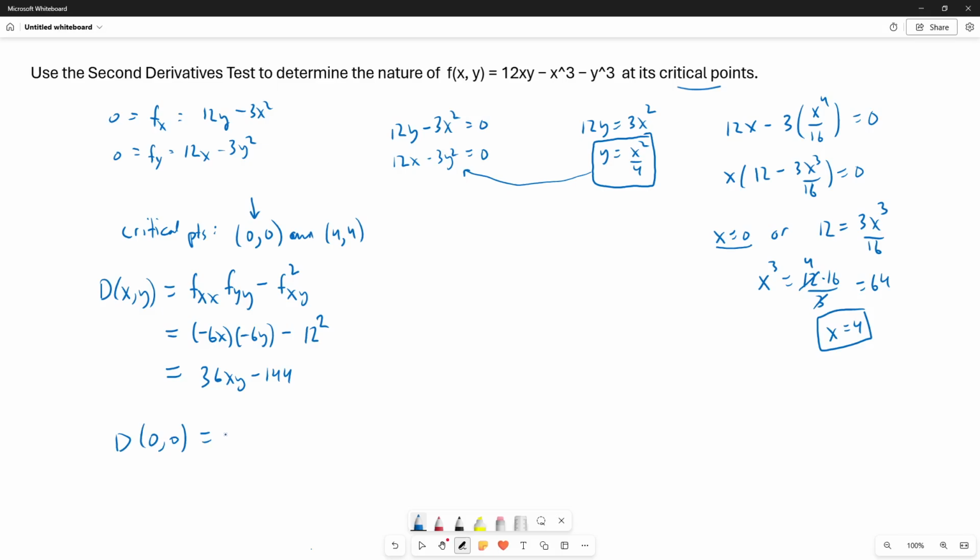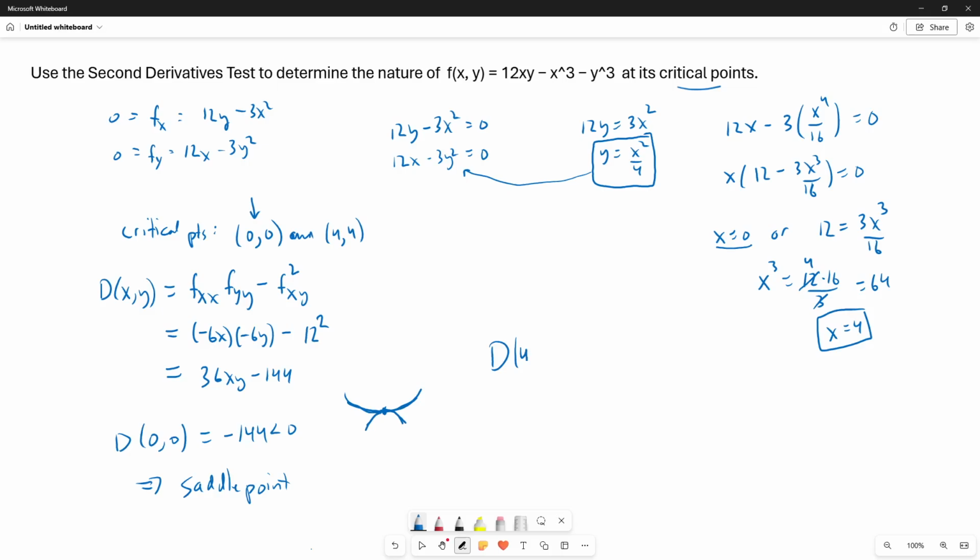It's negative 144, which is negative, and that means that we have a saddle point. It means that we have a surface that in one direction is bending one way, and in the other direction is bending the other way. So like concave up in one direction, concave down in the other, making a saddle.